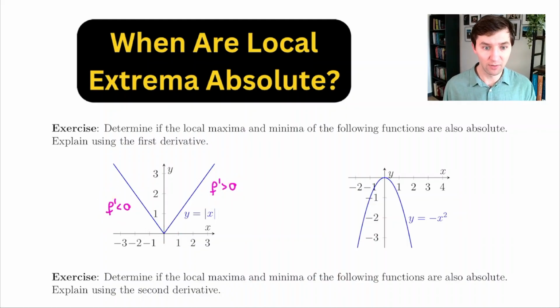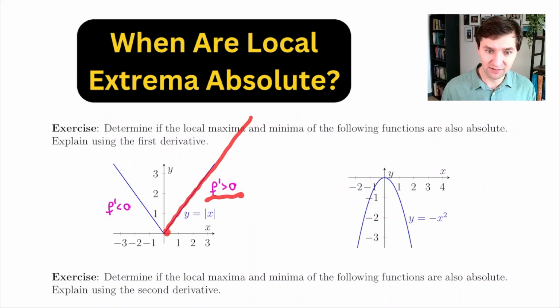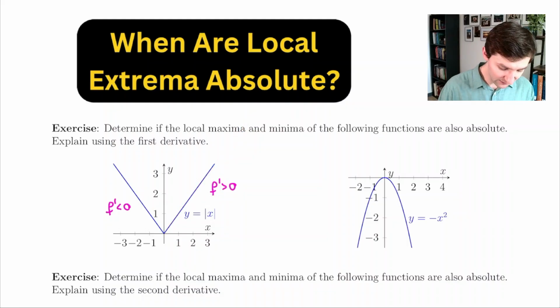This local minimum must also be absolute, because this function always increases on the right side of 0. The derivative is always positive for x's greater than 0. And this function is always decreasing on the left side of 0. The derivative is always negative there. Similar situation happens in the second picture.